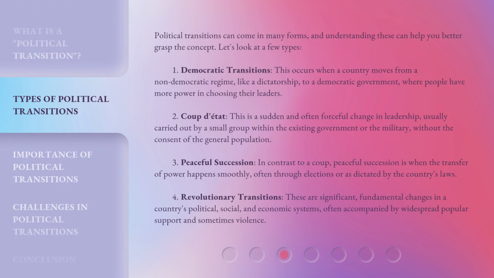Political transitions can come in many forms, and understanding these can help you better grasp the concept. Let's look at a few types. 1. Democratic transitions. This occurs when a country moves from a non-democratic regime, like a dictatorship, to a democratic government, where people have more power in choosing their leaders.